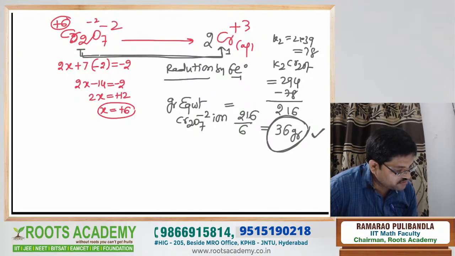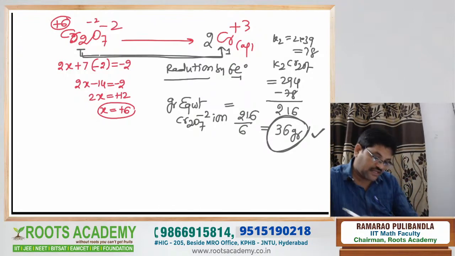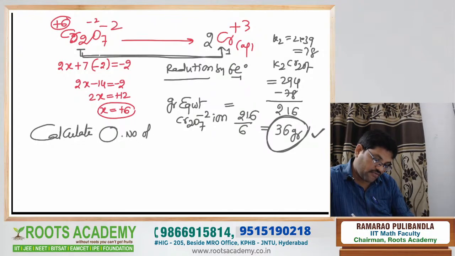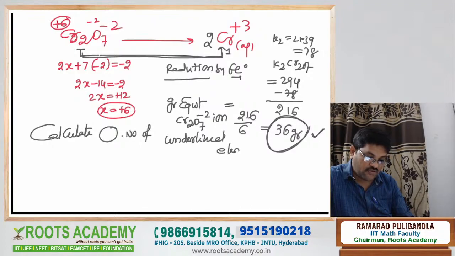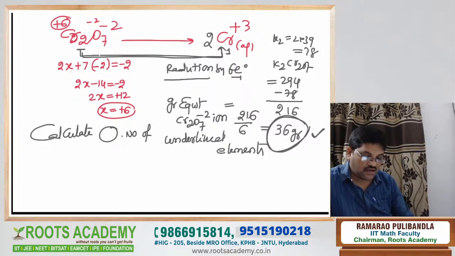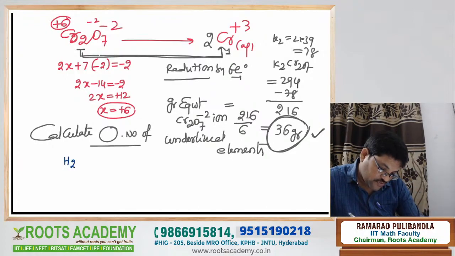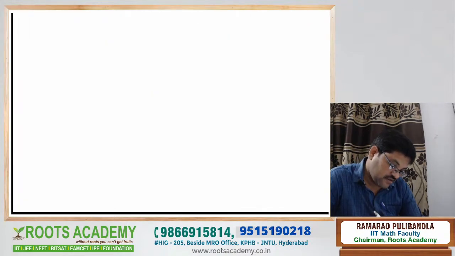And see the next question. Calculate the oxidation number of the underlined element. This is a nice question. Calculate the oxidation numbers of the underlined elements. Now go to the options one by one. Regarding the first option, H2SO5. I am writing the questions here. Oxidation state of the underlined element. What is the first one?